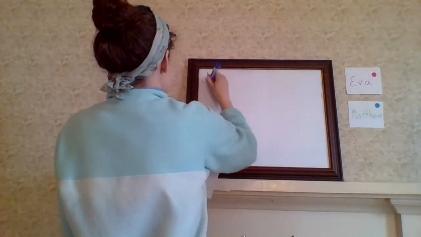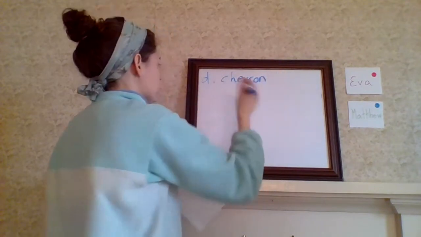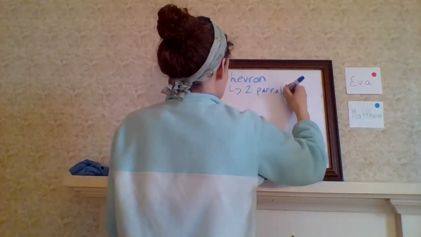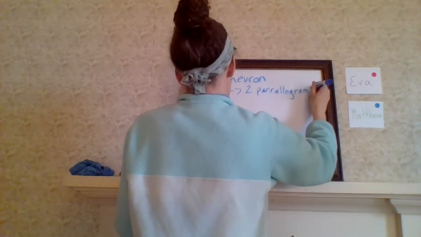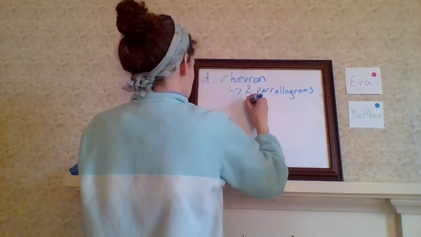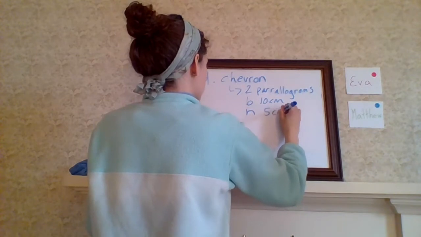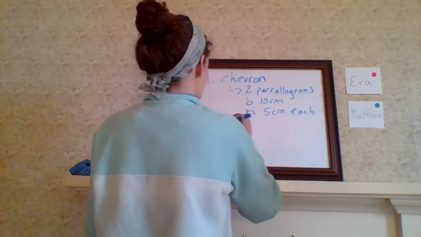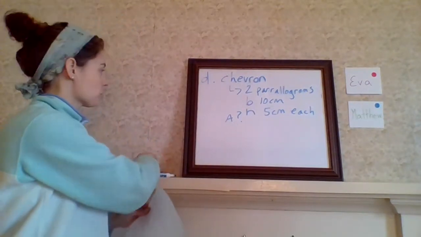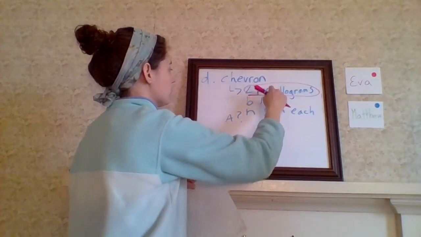Okay, so D. So let's say you have a chevron, which is 2 parallelograms. And they share a base of 10 centimeters, and the height is 5 centimeters each. Okay, what is the total area? So again, what we're going to do is circle what we know. So we know that there's 2 parallelograms.